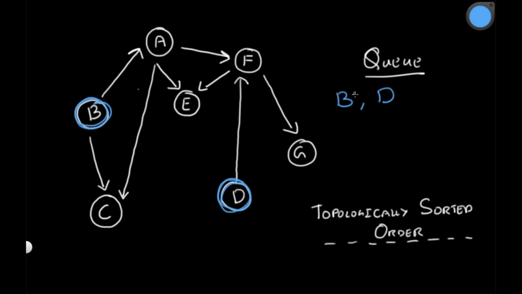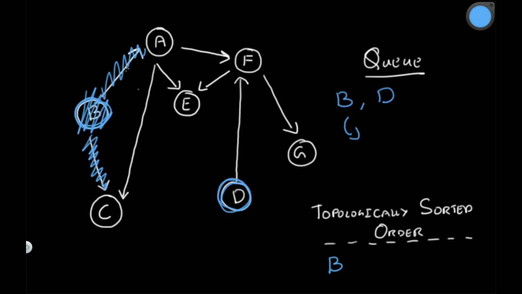Now what we're going to do is pop out the first element. So we're going to pop out B, and then we're going to add that to our topologically sorted order. So we're going to have B over here. Now that B is in our topologically sorted order, we're just going to cross out B over here. And we're also going to cross out all the arrows going out from B. So we're going to cross this out, and we're also going to cross this out.